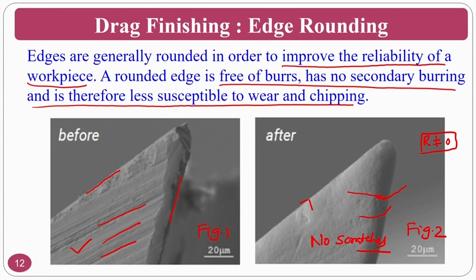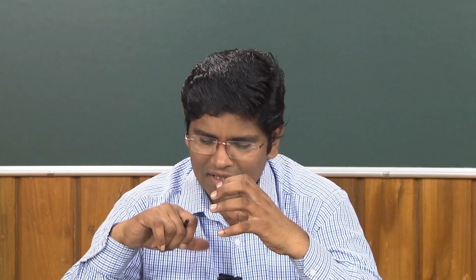Whatever I am talking about, the cutting tool, sharpness radius and other things, have nothing to do with this particular slide, but this particular thing, the drag finishing here, that is edge rounding and other things, is most important from the handling of the component. If you want to handle figure number 1, then you may hurt your hand. If you want to handle figure 2, you will have a very smooth surface, so there won't be any hurting of your hand or any damage to the operator.